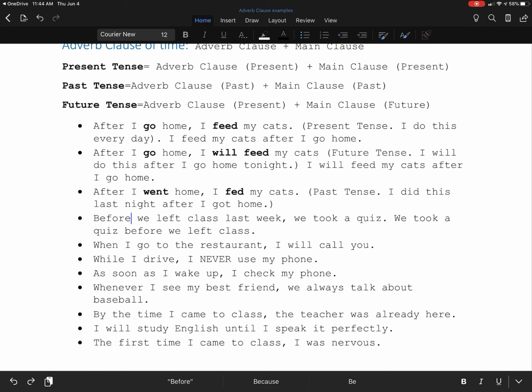Now be careful, you will not use a comma right after before. Please do not say before comma. It has to be a complete thought. Before we left the class. That's a complete thought. So with all of these, it has to be the clause, then the comma, not just a comma after the word.